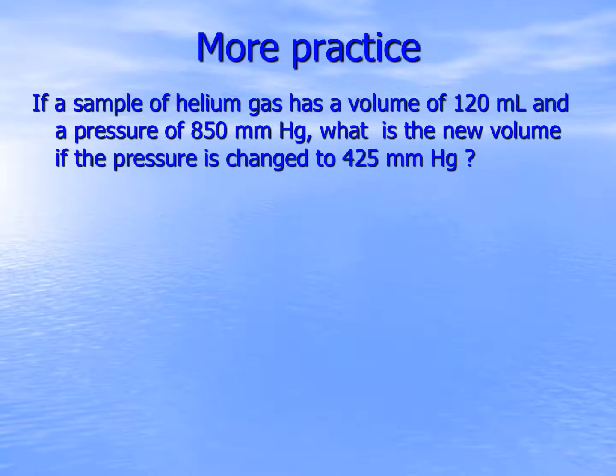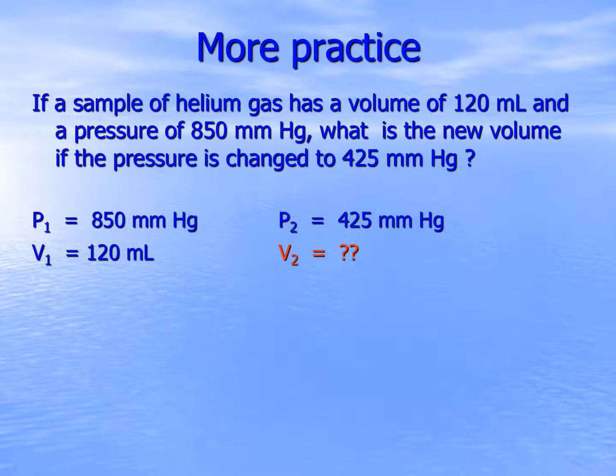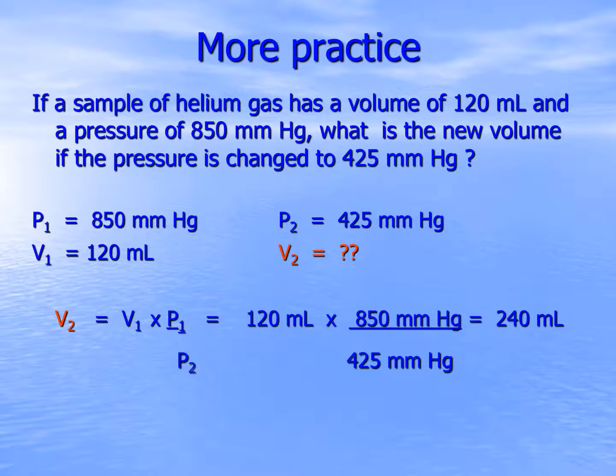Here's a little more practice. A sample of helium has a volume of 120 milliliters and a pressure of 850 millimeters mercury. What's the new volume if the pressure is changed to 425 millimeters mercury? If you're good at math, you might notice we cut the pressure in half. And according to Boyle's law, if you cut the pressure in half, you should double the volume. Let's see if that's true. P1 is 850, V1 is 120, P2 is 425, V2 is what?